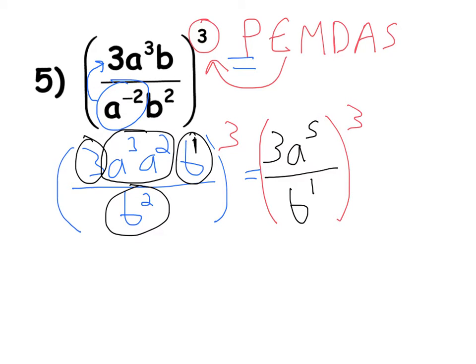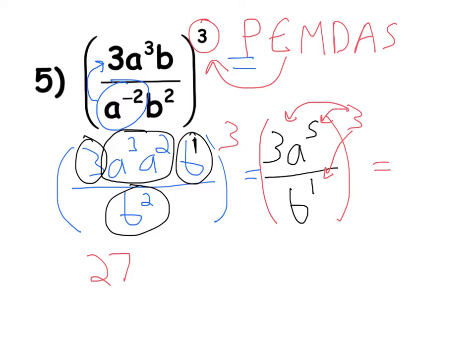Order of operations wise, I've taken care of the parentheses. I've done everything I could inside the parentheses. Now let me apply the exponent. When I apply the exponent, you can think of this as distributing. Every single term inside the parentheses is going to get that exponent. So I'm going to get 3 raised to the third power. 3 to the third power: 3 times 3 is 9, times 3 again gives me 27.